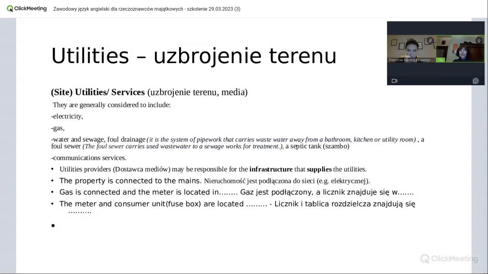So this is tablica rozdzielcza. But I don't know how many people in Poland say tablica rozdzielcza. Most people simply say skrzynka z bezpiecznikami, probably. But the official name is a consumer unit, also in Polish tablica rozdzielcza.